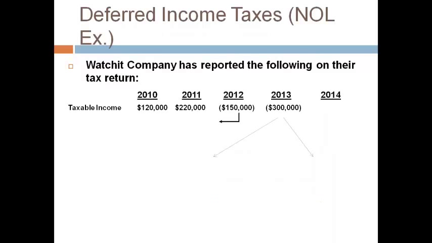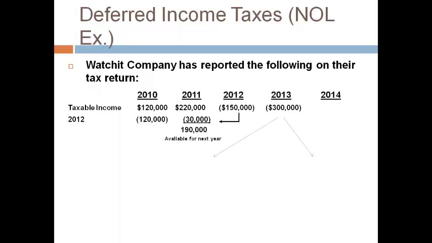Let's look at an example of a company that has an NOL in 2012. The company had income in the prior 2 years and elects to carry back the NOL, which means offset prior income and request a refund of taxes previously paid. The loss of $150,000 in 2012 must first be used to offset 2010 income, and then if there is some left, it offsets 2011. $120,000 is used to offset the income in 2010, and $30,000 is left to offset 2011.